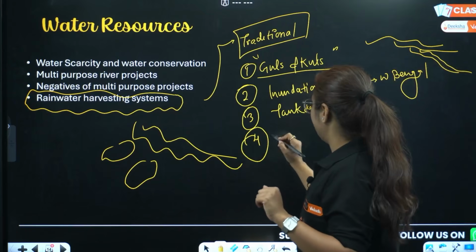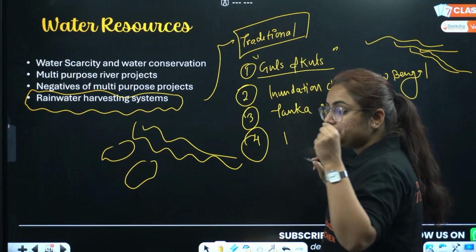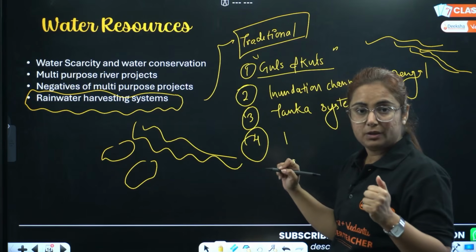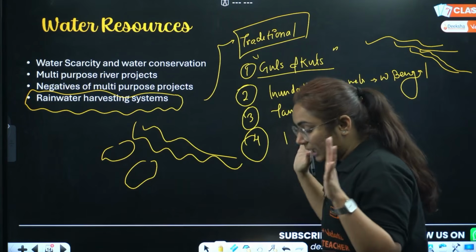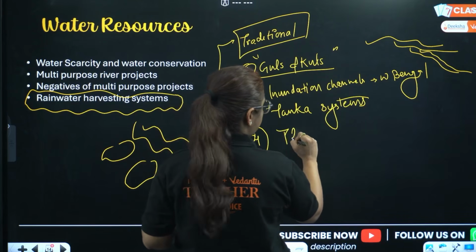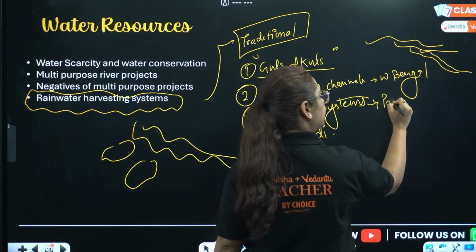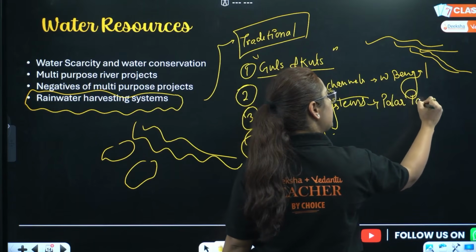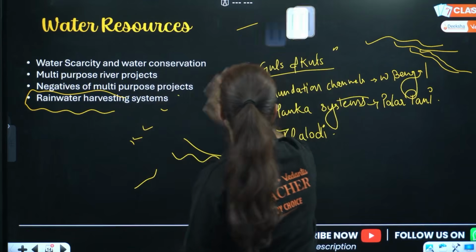Very good. Then we have, in Jaisalmer, the rainwater harvesting system, right? Falodi. Acha, what is Tanka system? Also known as Palar Pani. Okay, it is also known as Palar Pani. So these are the traditional systems.